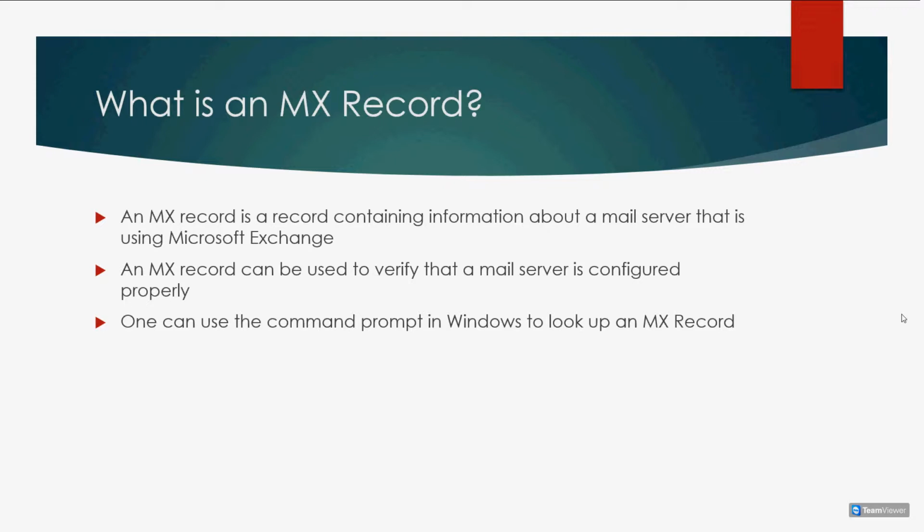Now, the reason this is useful is we can use MX records to verify that the mail server is configured properly. So we can actually go out on another computer and use what's called NSLookup, which is a command prompt tool in Windows, to look up the MX record to be able to verify functionality.